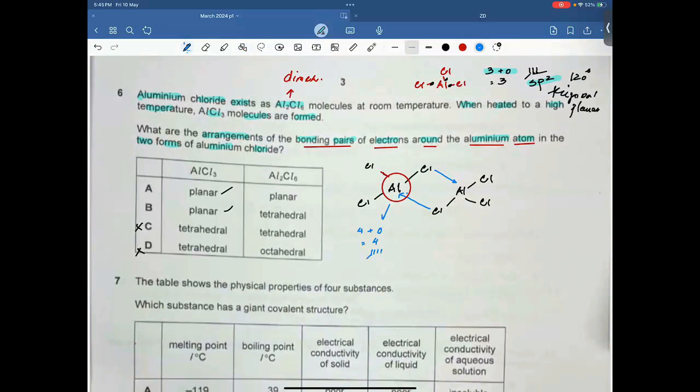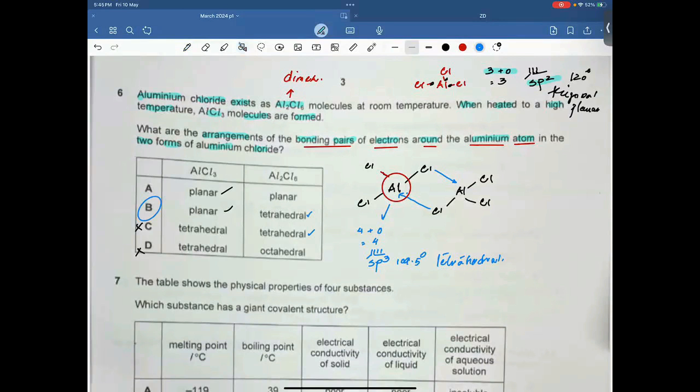Draw the 4 lines. The first line is always represented by the s orbital. The remaining 3 lines represent p orbitals. So hybridization is going to be sp3. If we have 4 single bonds and 0 lone pairs with sp3 hybridization, the angle is going to be 109.5 degrees, and the geometry is going to be tetrahedral. So tetrahedral is here, tetrahedral is here. The right answer is going to be B.